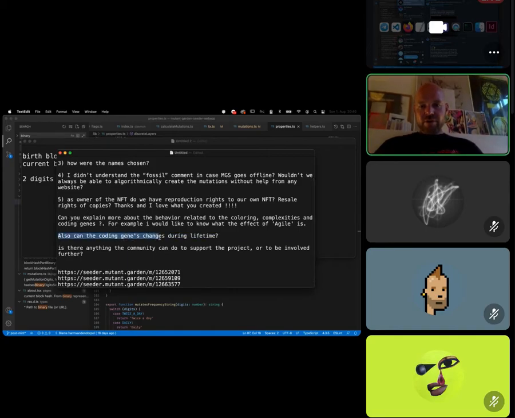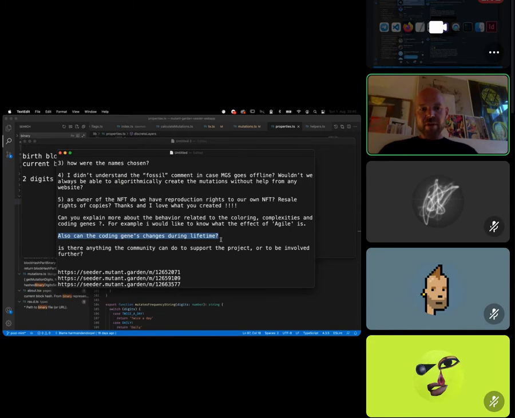Can the coding genes change during lifetime? It's not even can they, but they will for sure. This property changes most of the time. It gradually increases, but it could be that one mutation just cuts off an entire branch. So instead of the instruction being go to the next layer, it may mutate to an instruction that says stop executing. Then suddenly there could be a drop in coding genes. But generally, I think it increases.